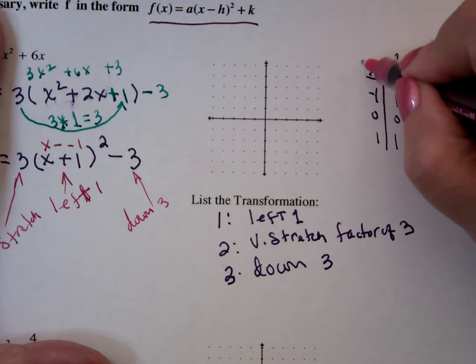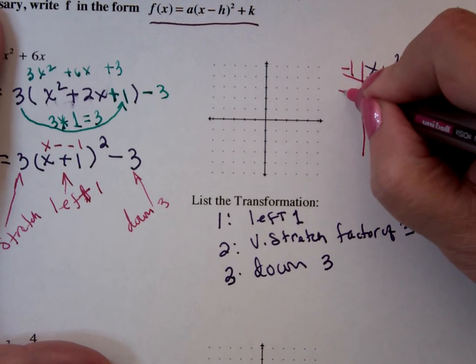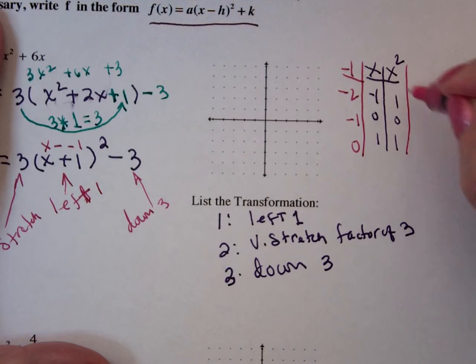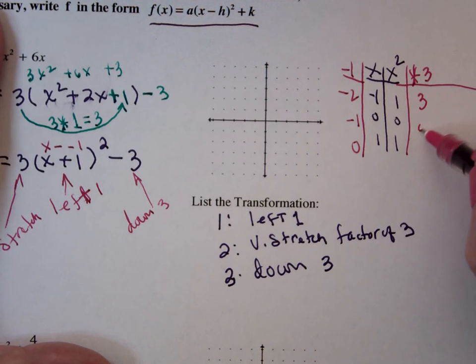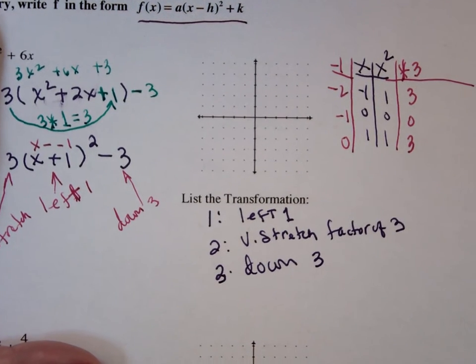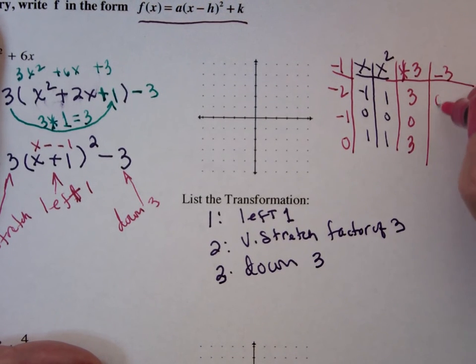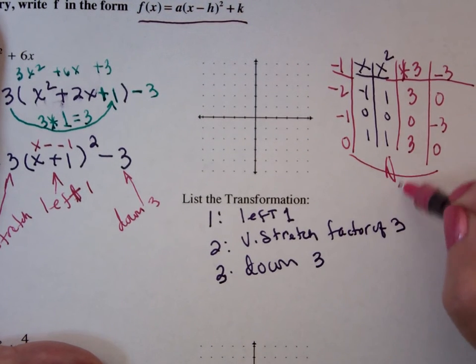And I'm going to go left 1, which means I'm going to subtract 1. So this is -2, -1, and 0. Vertical stretch factor of 3, multiply by 3: 3, 0, 3. And then down 3, so subtract 3: 0, -3, 0. And remember, there's our new.